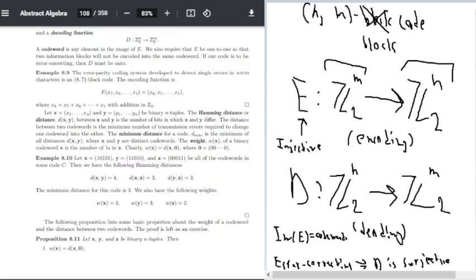Example 8.9. The even parity coding system developed to detect single errors in ASCII characters is an 8,7 block code. The encoding function is E of x7, x6 all the way to x1 is equal to x8, x7 all the way to x1.